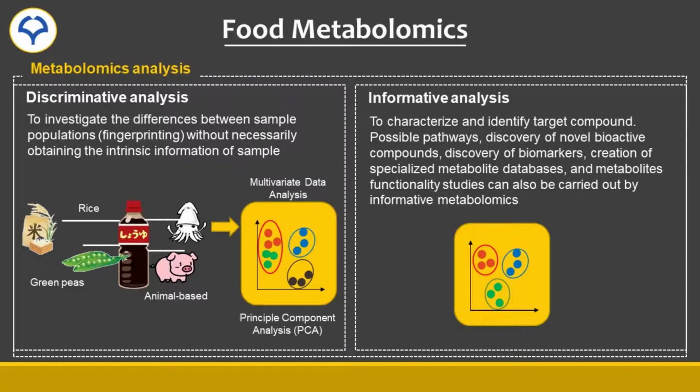Another type of analysis called discriminative analysis focuses on investigation of the difference of food samples within the same food type. While for informative analysis, metabolomics can characterize and identify target compounds to search for novel bioactive compounds and create a metabolic database of a specific food sample.